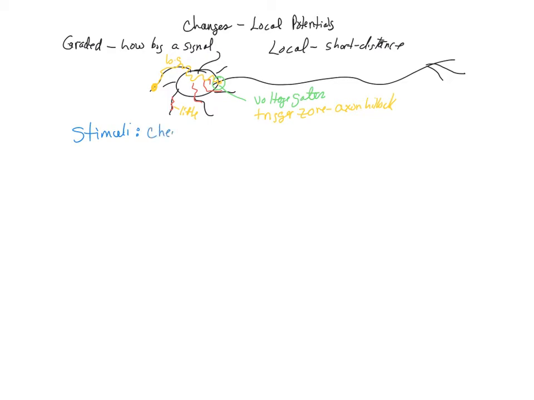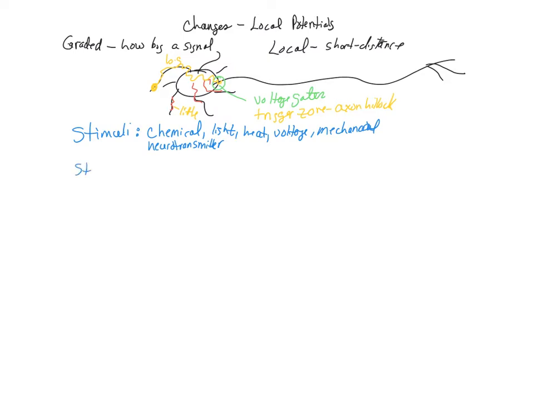So what stimuli are going to be used to generate a local potential, okay? The most common one that we are familiar with is going to be chemicals. These are your neurotransmitters. But it's not the only thing that can start a graded potential. Light energy can as well. Heat, voltage change, which we've already talked about a little bit, mechanical change. These are all different types of stimuli that can start a graded potential on a neuron, okay?